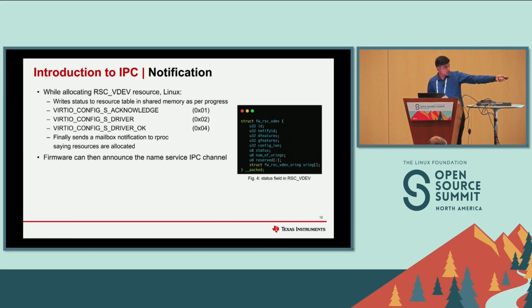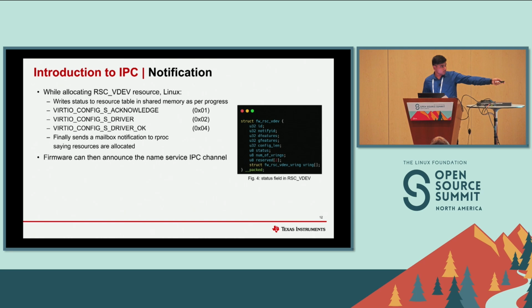And then whenever it finds a matching driver for that VirtIO device, it will write another byte too. And then when the matching driver probe has completed and has done all the V-ring allocations and all, it will finally write 4. So if you add all this, that will be 7. So your status byte would have 7 when Linux has done this allocation.